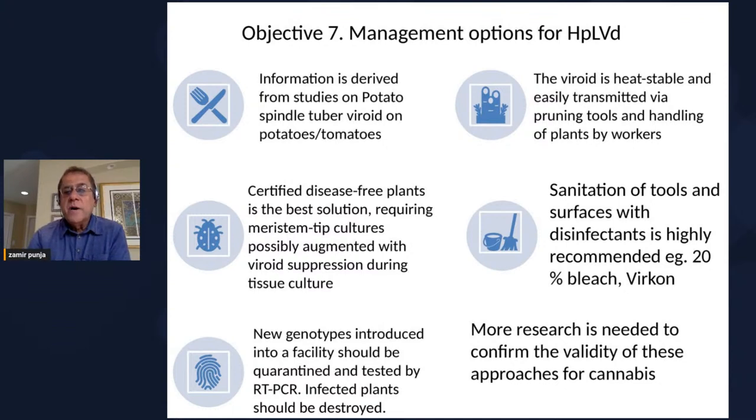We know from studies we've done and others that the viroid is heat stable, and so it is transmitted through pruning tools and handling of your plants by workers. Sanitation is extremely important. Right now, the recommendations are bleach and Virkon. There's hydrogen peroxide and other chemicals that have not been tested yet, but we think that for now, certainly bleach seems to be quite effective in minimizing the spread of hop latent, but you have to get up to at least 20%, which is obviously a problem when it comes to handling these types of plants.